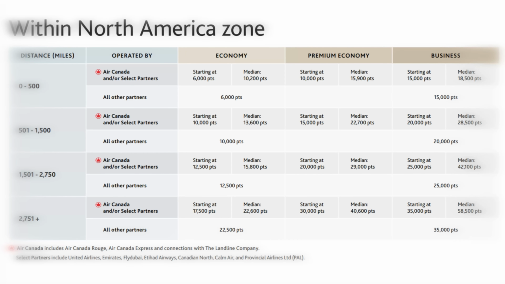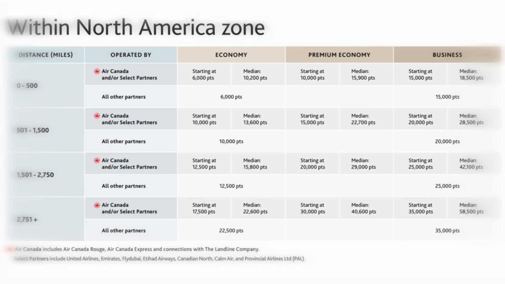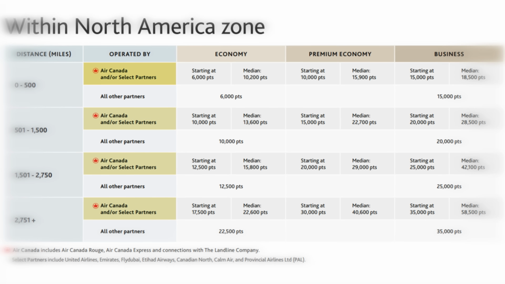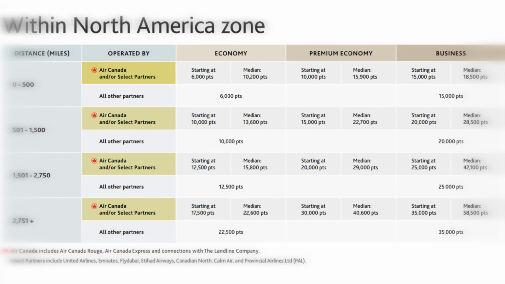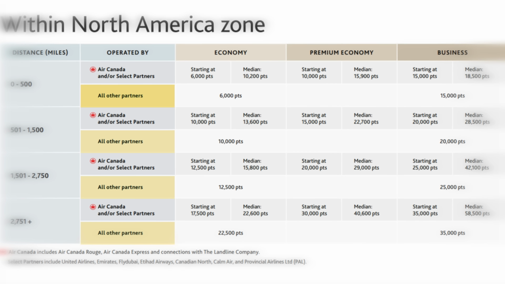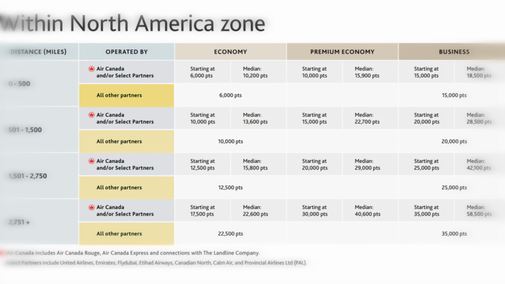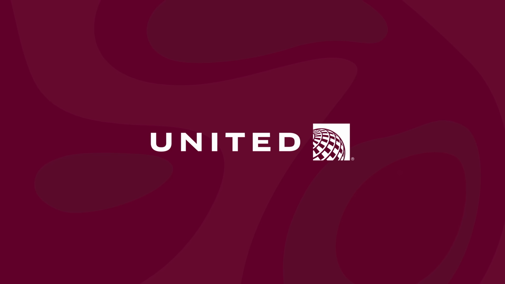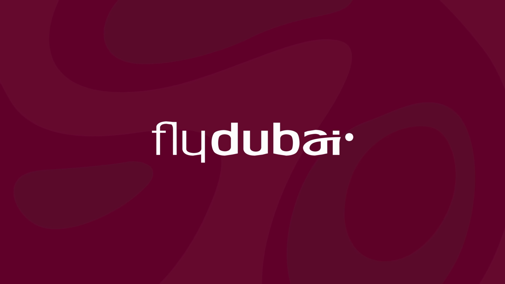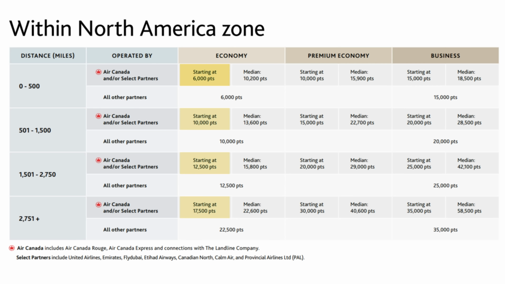Let's take a look. So looking at the within North America zone chart, you'll now see Air Canada and/or select partners on one tier and all other partner airlines on another tier. And for flights within or between specific zones, you'll now have to reference the Select Partners tier if you want to get an idea of what you can expect to pay with United Airlines, Etihad Airways, Flydubai, Emirates, and Canadian regional partners. Within each class of service column, you'll notice that Aeroplan now uses a starting at figure rather than a range as it did before.